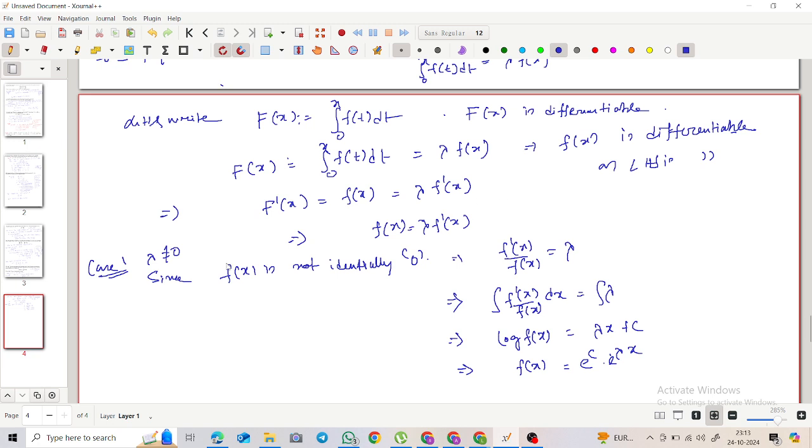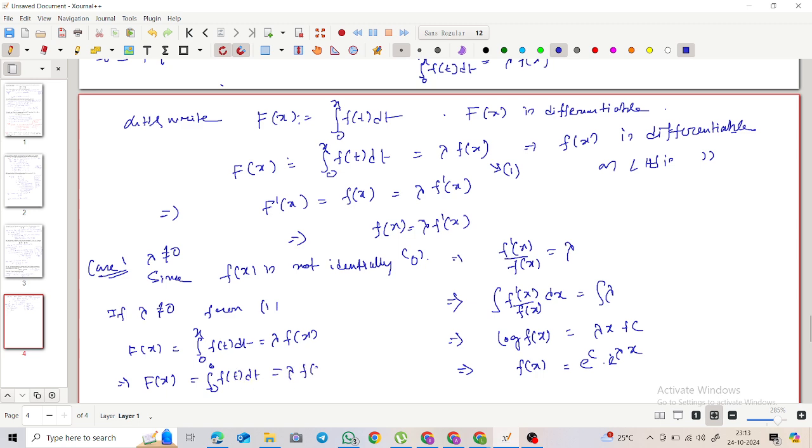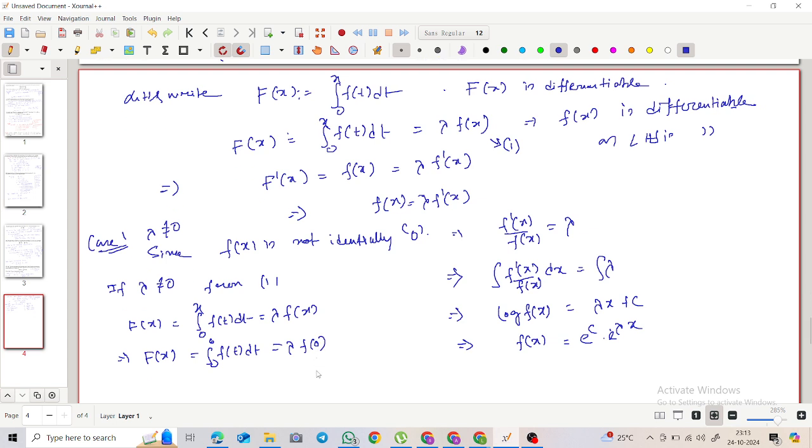If lambda is not equal to 0, take this line from 1: we have f(x) = integral from 0 to x of f(t) dt equals lambda f(x). What is f(0), by the way? That is the integral from 0 to 0 of f(t) dt, that is of course 0. So f(0) equals 0.